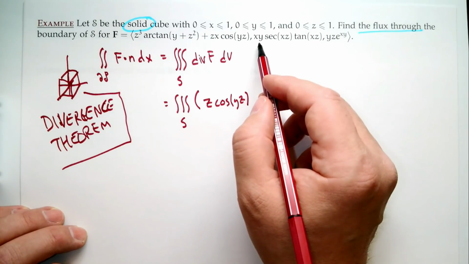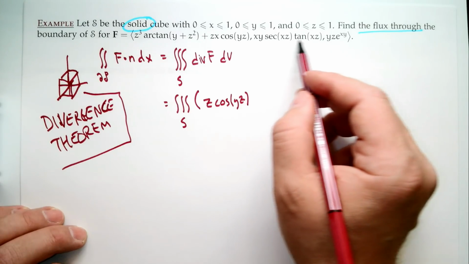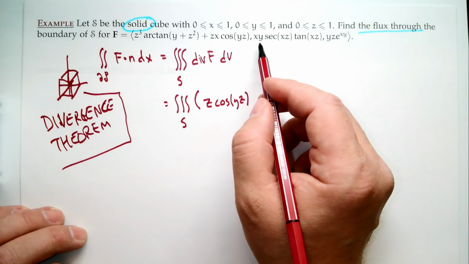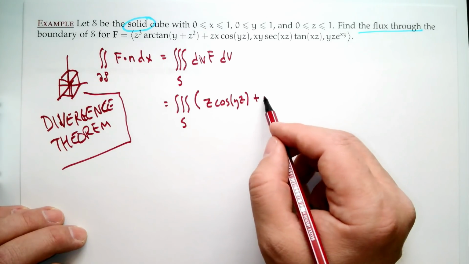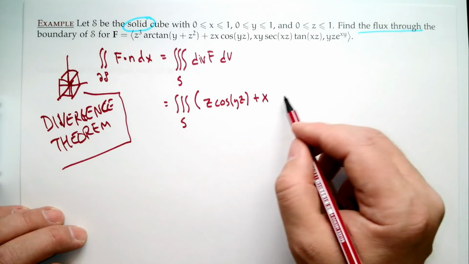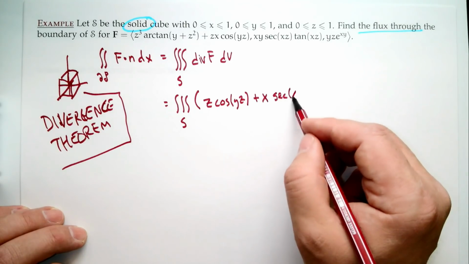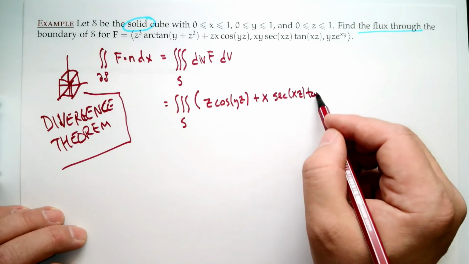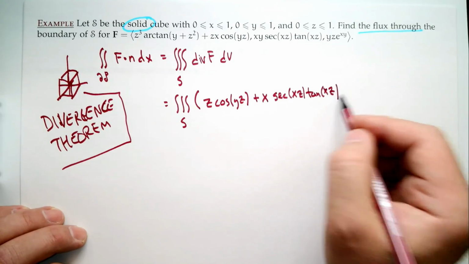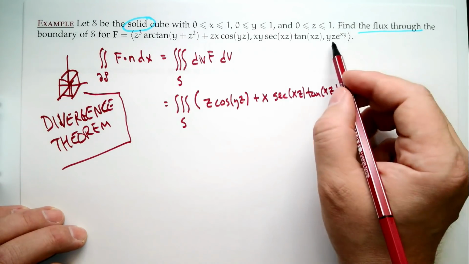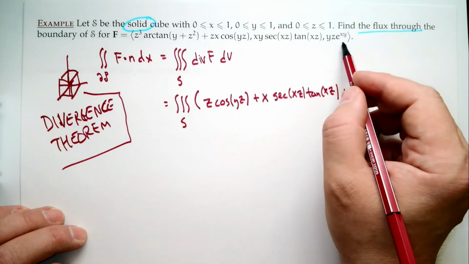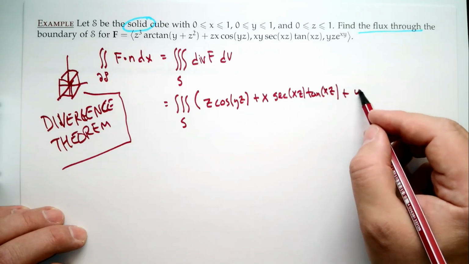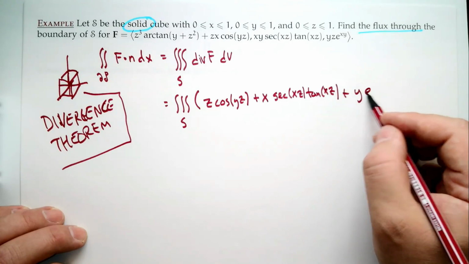Now go to the second part. So our second term, take the derivative of that with respect to y. There's actually just a single y, and so we're going to end up with everything that's attached to it: x secant of xz tangent of xz. Plus, go to the third term, yz e to the xy, taking the derivative with respect to z. And again, there's actually only one z term, so you get y e to the xy.